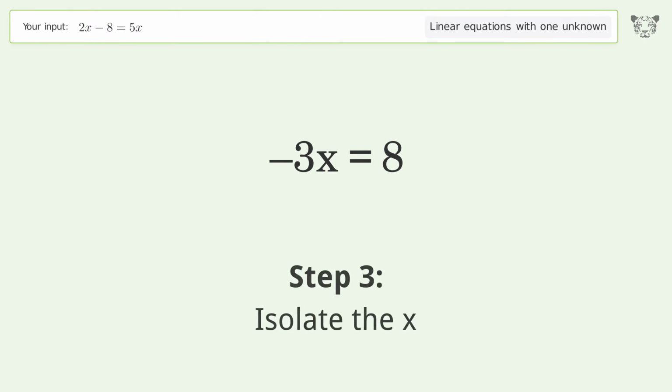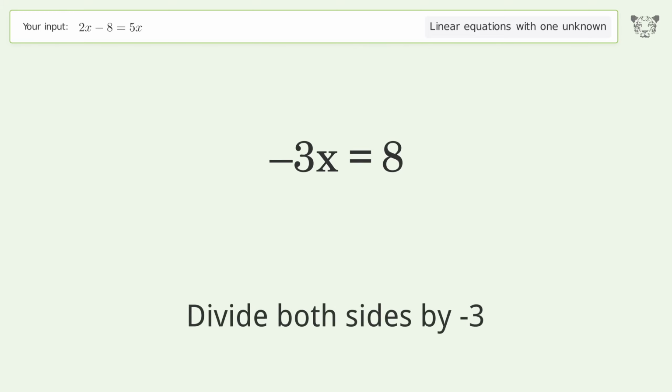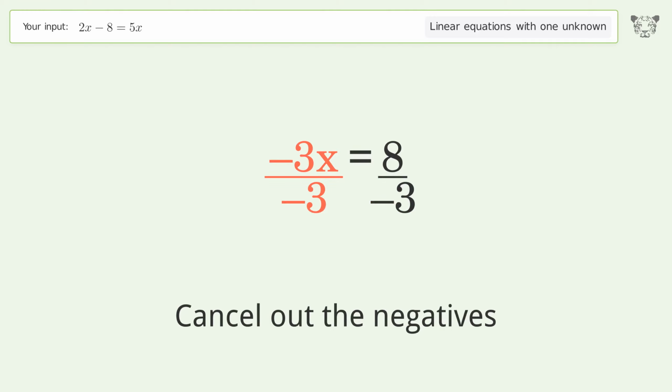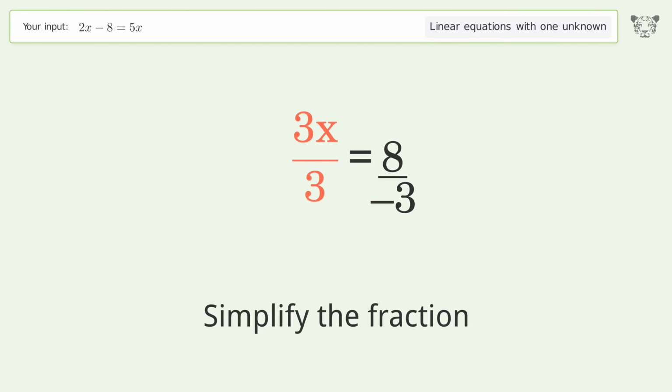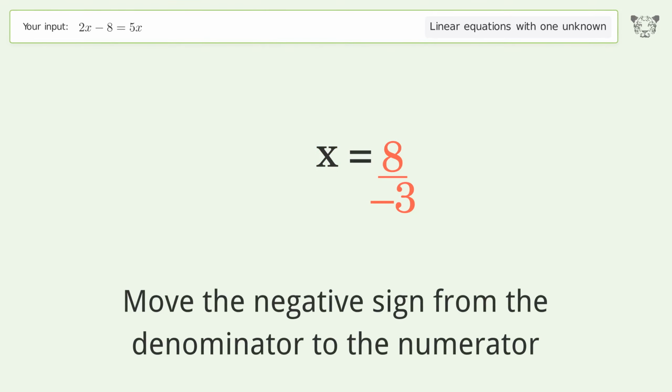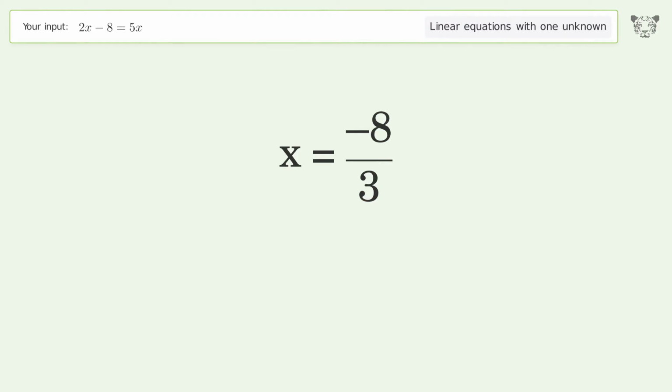Isolate the x. Divide both sides by -3. Cancel out the negatives. Simplify the fraction. Move the negative sign from the denominator to the numerator. And so the final result is x equals -8/3.